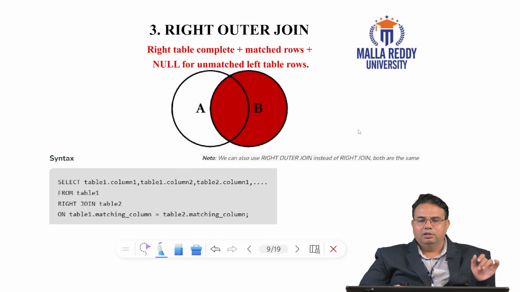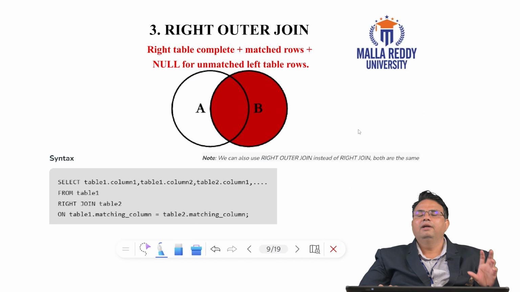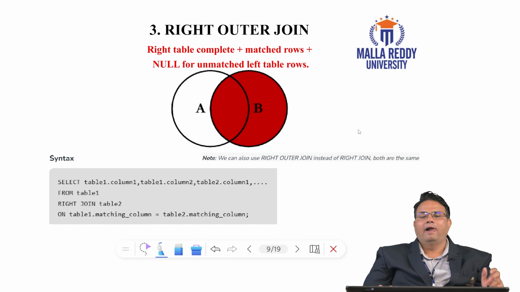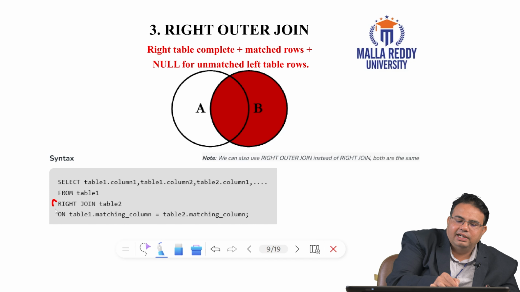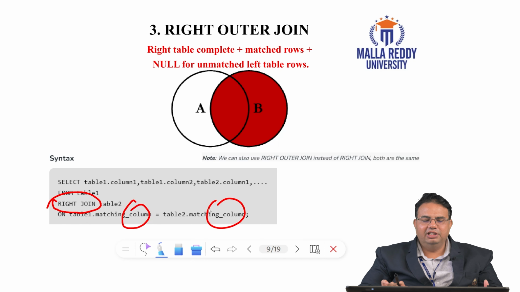Then the second one is left outer join and the third one is right outer join. This is almost similar to the previous one, with a small adjustment. Here the complete set of right table rows will be displayed, along with matching rows of the left table, and whichever rows do not match in the left table will be shown as nulls. Concentrate on this syntax with right join, and obviously the matching column is what compares those two tables.